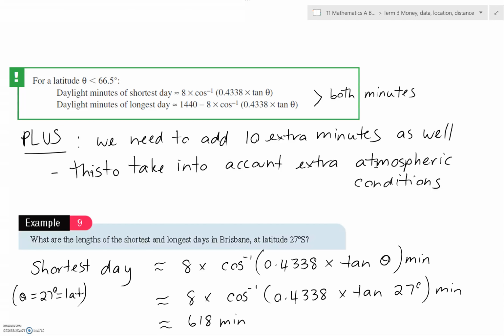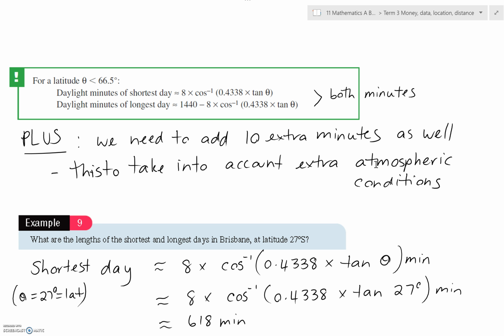So the daylight minutes of the shortest day is found by this formula, 8 times cos -1. Remember, that's just the inverse cos of 0.4338 times tan theta. And the daylight minutes of the longest day is the same formula, but you're going to take that away from 1440. And both of the answers that you get for this are in minutes of those days.